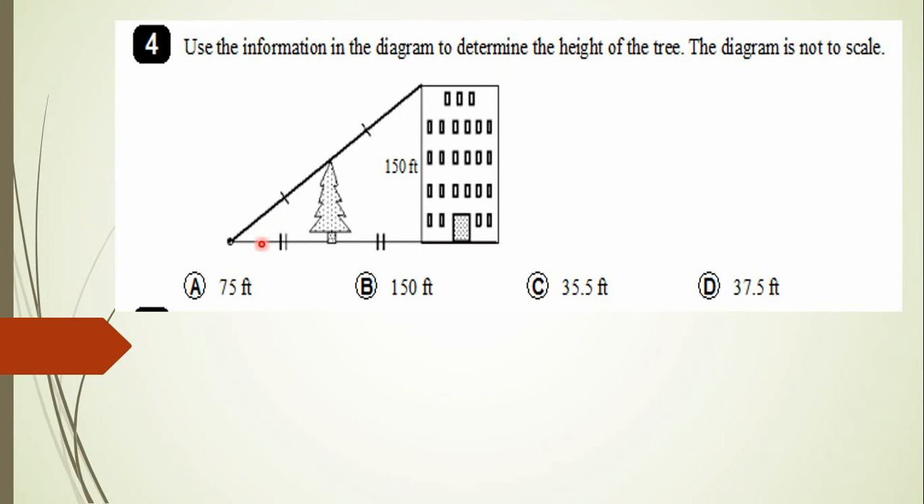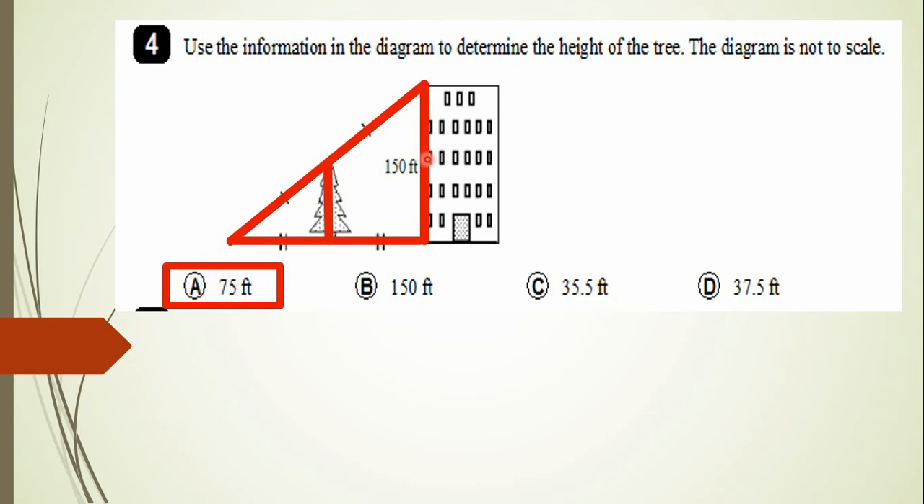Using this information, this diagram, what is the height of the tree? Triangle. This is the height of the building, and the height of the tree is a mid-segment, with midpoint and midpoint. Then the height of the tree is half of the third side, which is the height of the building, half of 150, which is 75.